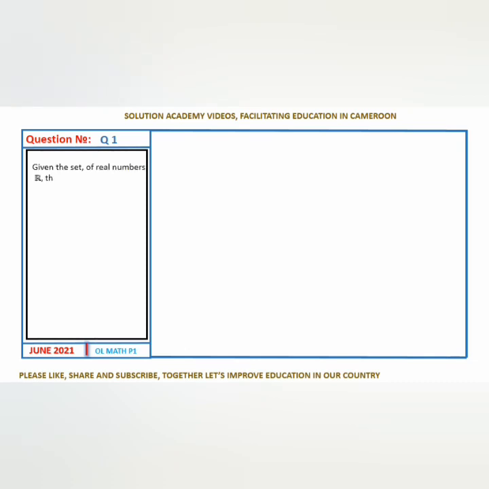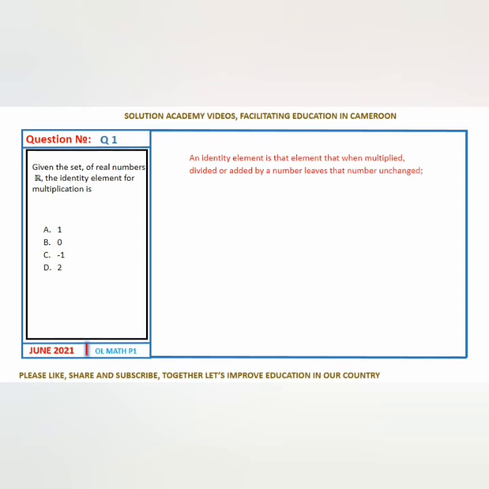It says, given the set of real numbers, the identity element for multiplication is, so we can see the various options. To answer this question, we need to take into consideration this statement. We need to know that an identity element is that element that whenever multiplied, divided or added by any number, leaves the number unchanged. So the identity element for multiplication is 1.